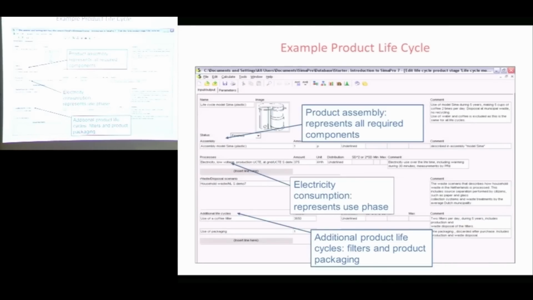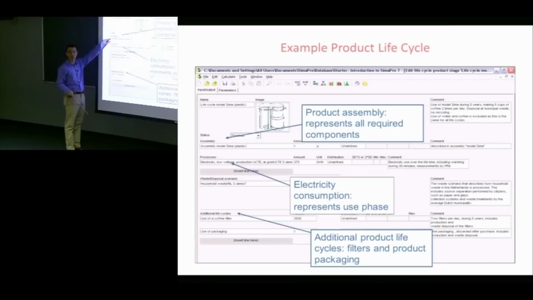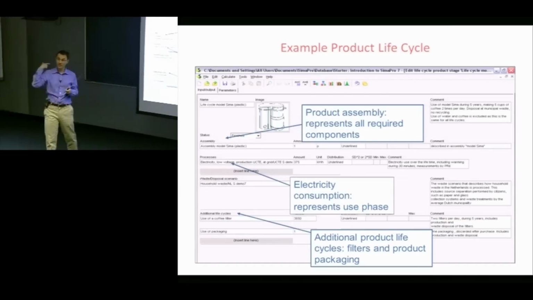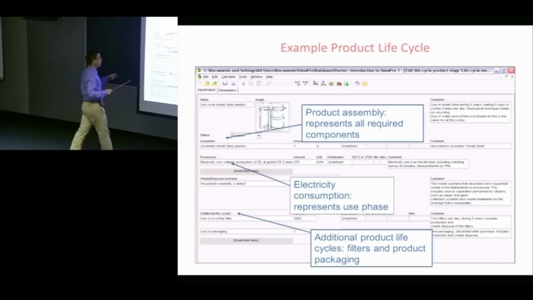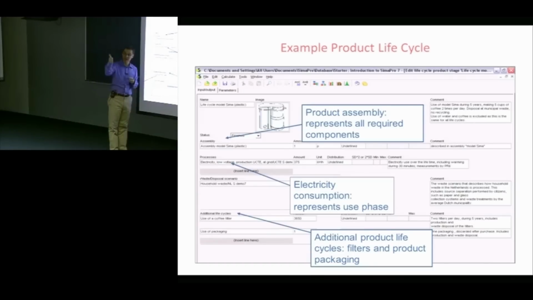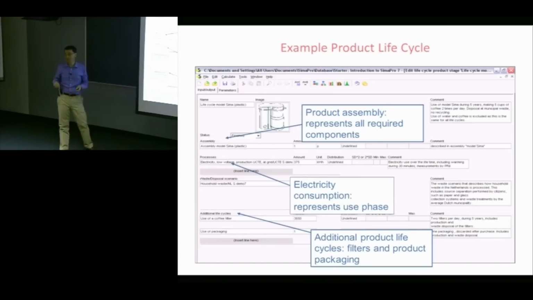So you've got your assembly. Once the assembly is made, you've now kicked into play, and Simapro does this all behind the scenes. Once you define the assembly, that means you've got the materials, you've got the manufacturing processes, and you've assembled them. So the assembly has a use phase, it has an end of life, and it has additional life cycles with it. Okay, making sense?